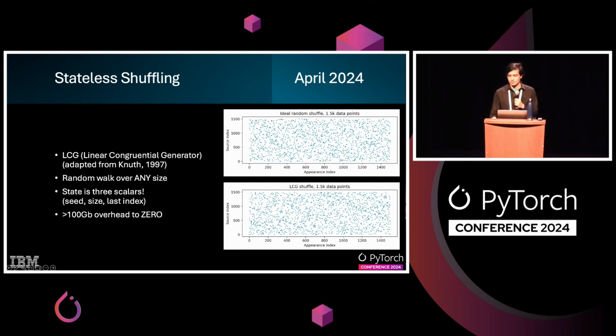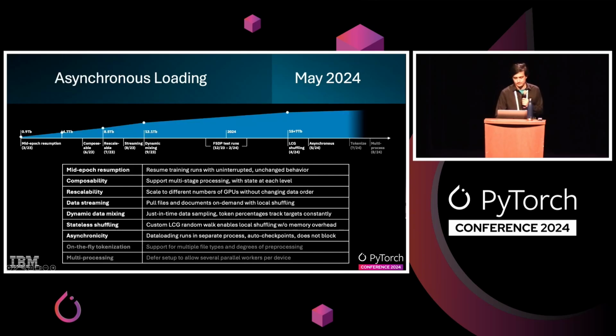And here we have a visual comparison. On the top is the same ideal random permutation of 1,500 data points, and on the bottom is the same shuffle implemented with LCG. Now, if you look closely, there are some diagonal striations indicating some very loose pseudo-periodic behavior, but on the whole, I mean, it looks pretty good, and more importantly, we can implement it without massive memory overhead or CPU contention, so that FSDP isn't bottlenecked anymore. And this fixed the problem.